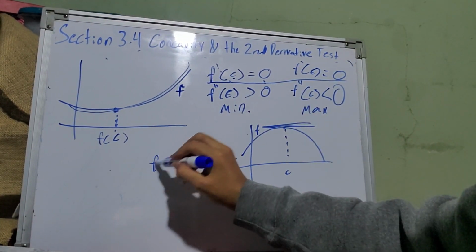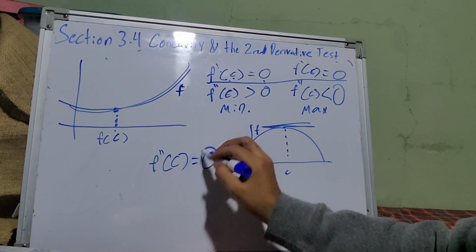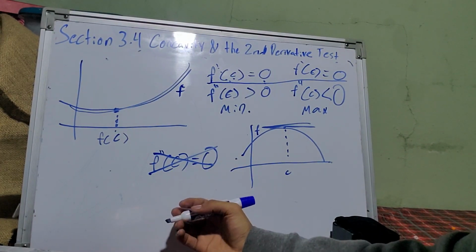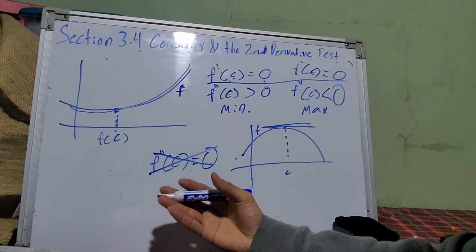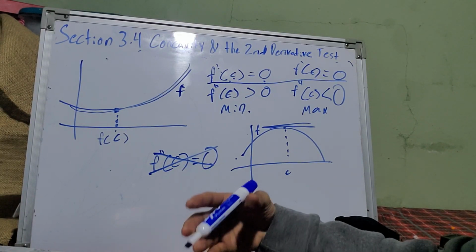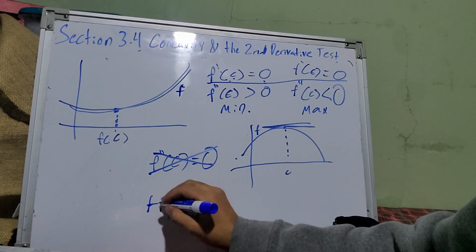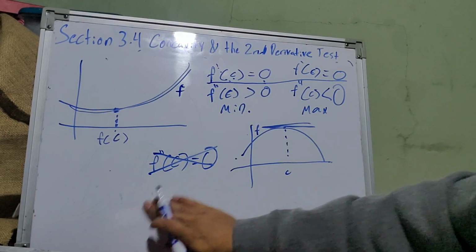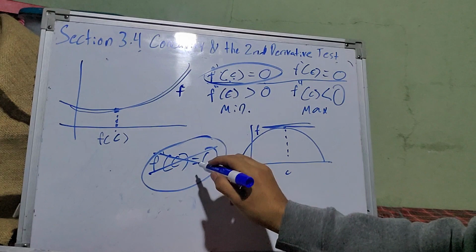If the second derivative of C is equal to 0, the test fails, and you'll have to use the first derivative test to determine the relative min or max. It may have one, it may not, but that's why we have multiple different tests. The first derivative test will have to be used in that situation if the second derivative and the first derivative are both equal to 0.